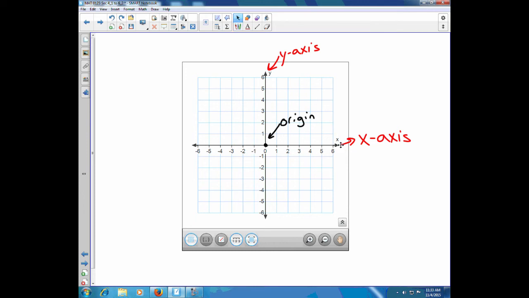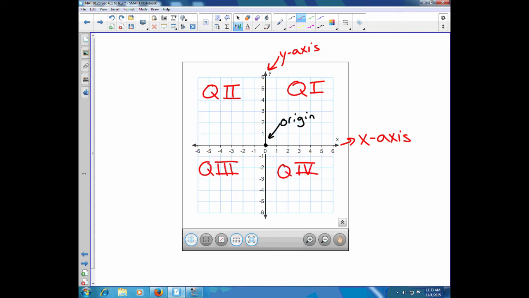Now the x and y-axis break up this coordinate plane into 4 different pieces, and we refer to these pieces as quadrants. The top right is known as quadrant 1. And then it goes counterclockwise, quadrant 2, 3, and 4.